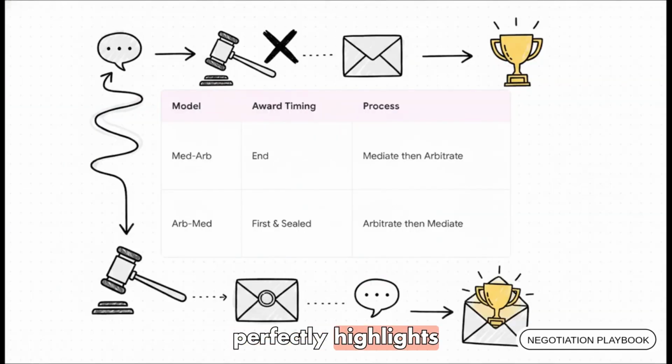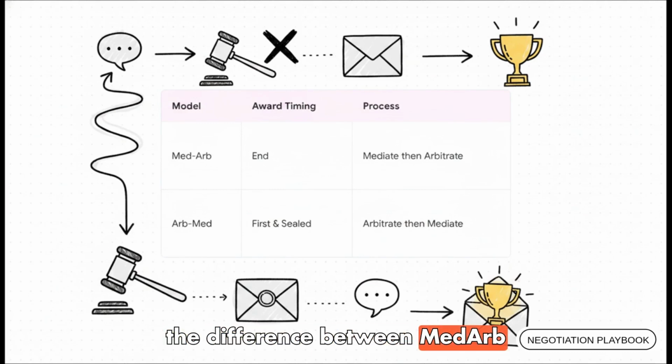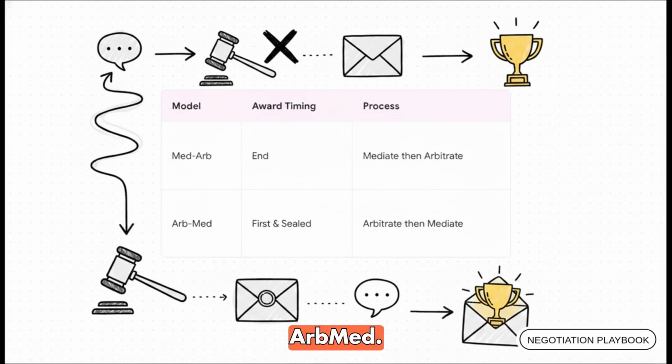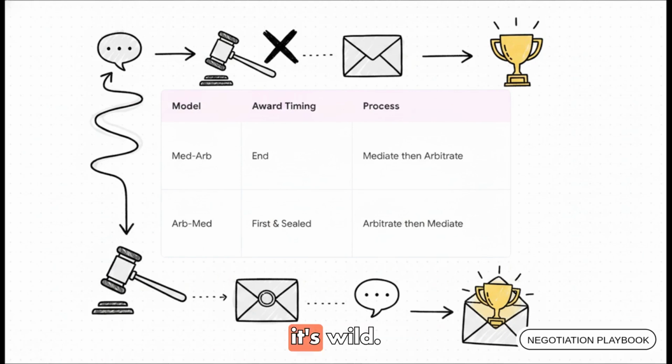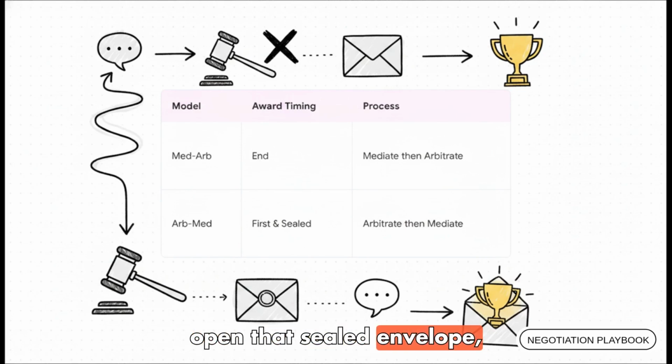Now, this comparison perfectly highlights the difference between Med-Arb and its really clever cousin, Arb-Med. In Med-Arb, that binding decision is made at the very end, only if mediation fails. But in Arb-Med, it's wild. The arbitrator hears the evidence first, writes out a binding award, and then physically seals it in an envelope so nobody can see it. Only then do you attempt to mediate. If mediation fails, they just tear open that sealed envelope, and whatever was written inside becomes binding.